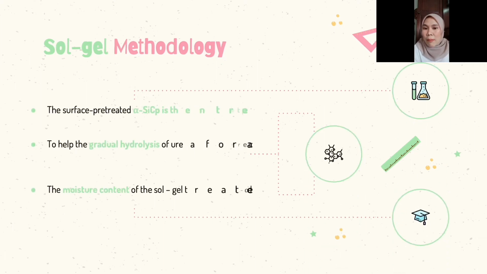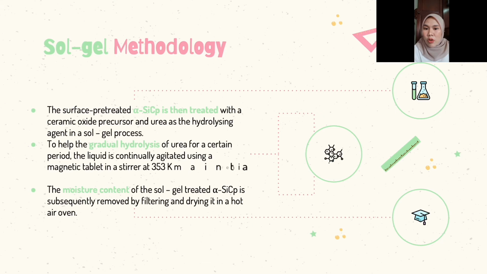Next, the sol gel methodology process will start with the surface pre-treated alpha silicon carbide particles, which are then treated with the ceramic oxide precursor and urea as a hydrolyzing agent in a sol gel process. To help the gradual hydrolysis of urea for a certain period, the liquid is continually agitated using a magnetic stirrer at 353 Kelvin, maintained using an oil bath. The moisture content of the sol gel treated alpha silicon carbide particles is subsequently removed by filtering and drying it in a hot air oven.